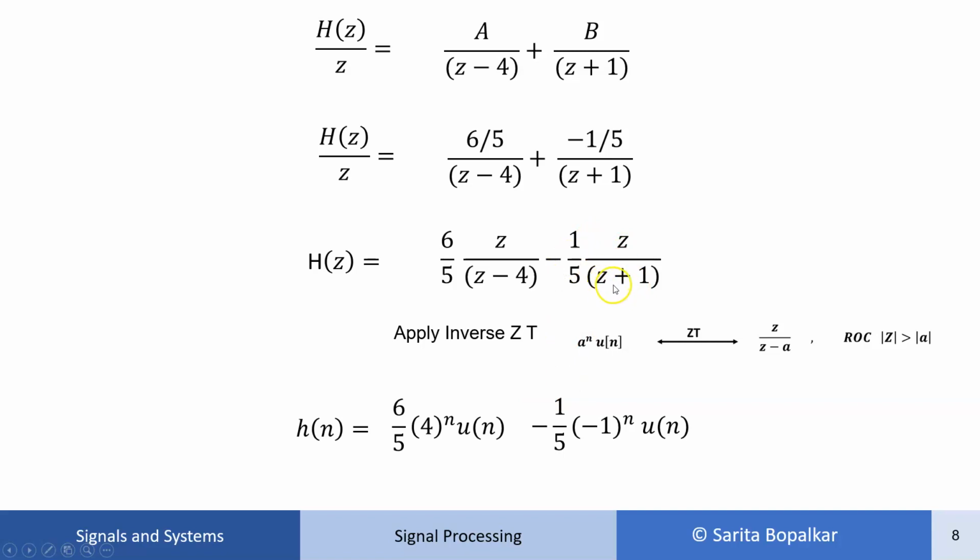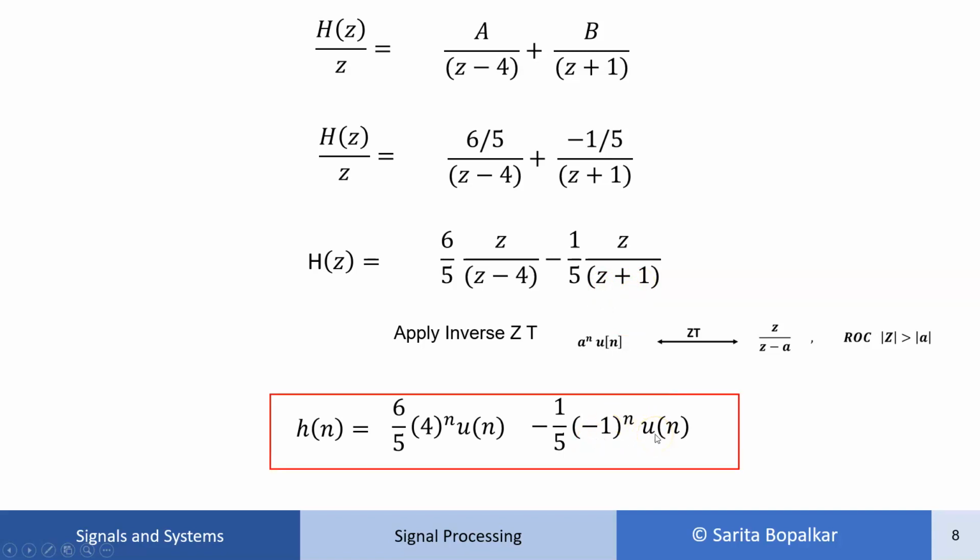Z upon z plus 1 is here, so we write it as z upon z minus of minus 1. Then only we can write z plus 1. So a is minus 1. That's why minus 1 raised to n u of n. And this is our h of n, the impulse response.